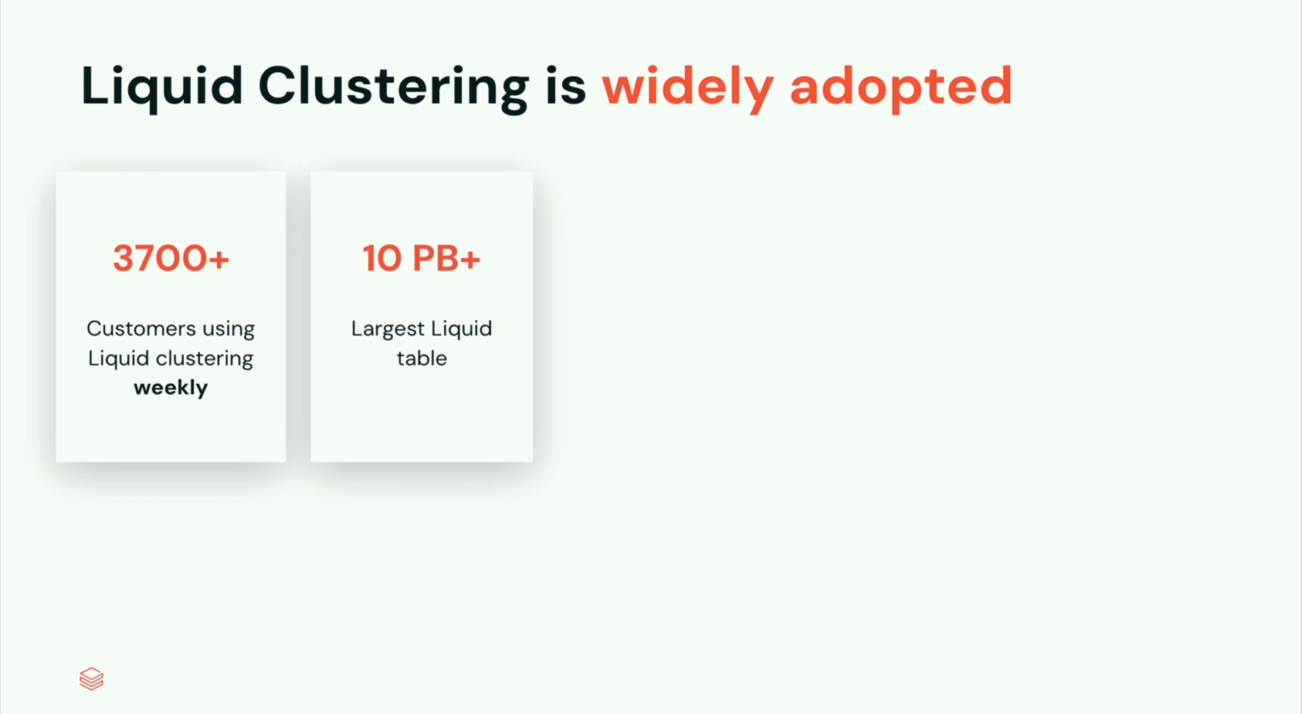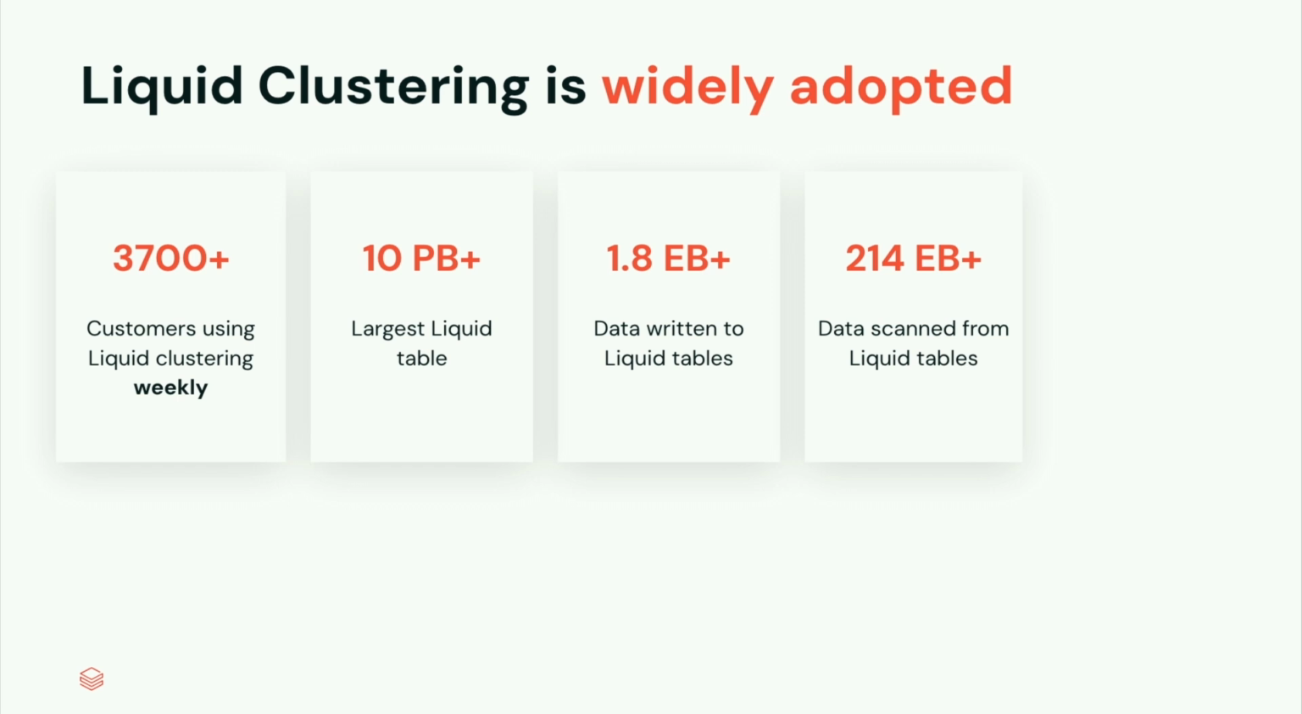Does anyone know roughly how big 1 petabyte is? This is an enormous amount of data. To put it into perspective, this is roughly equivalent to every book ever written, roughly 20 million books. Also, we have almost 2 exabytes of data written to liquid tables and over 200 exabytes read from liquid tables since we went GA. But liquid is not about how much data we read. It's actually about how much data we skipped. So a quick pause here. Can you guess how many bytes of table data liquid clustering has actually helped us skip?